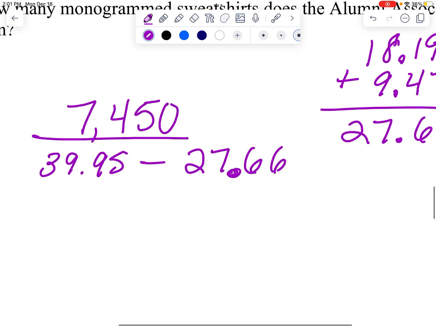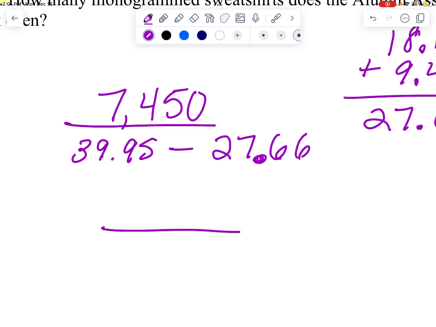So now we're going to finish this off. We're going to subtract the bottom. And we're going to keep the top for now. So go ahead and subtract the bottom. Use your calculator. You should get 12.29. And then I'll let you go ahead and finish the problem. So you're going to divide the top by the bottom. And again, whole numbers only. We're selling sweatshirts, so.